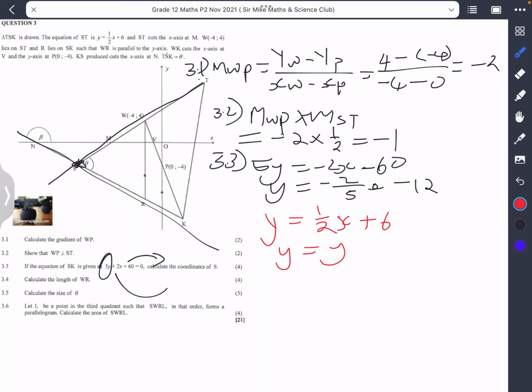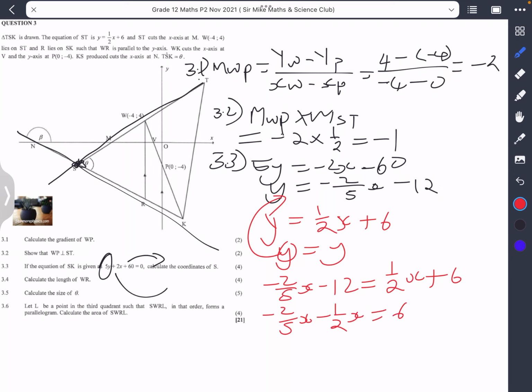So now what I have is negative 2 over 5 x minus 12, right? That would be for that equation. So this would be equal to a half x plus 6. Now what I'm going to do from this stage is collect like terms. So I would have negative 2 over 5 x minus a half x, which would simply equal 6 plus 12. Remember, when I transpose this to the other side, since it was negative, it becomes positive, right?